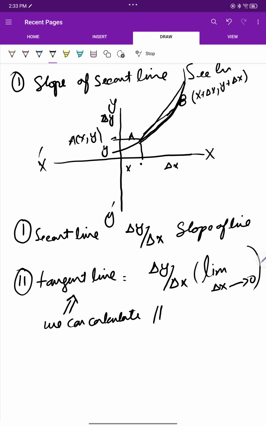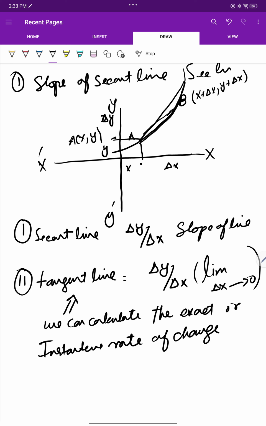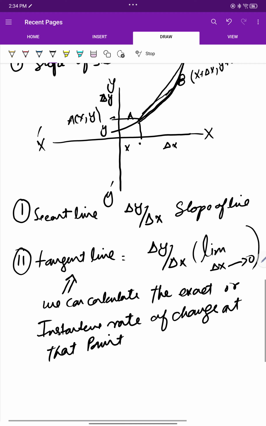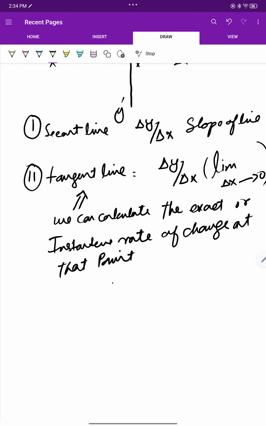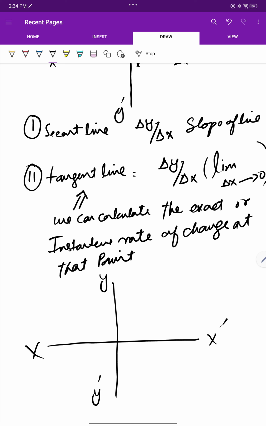the exact or instantaneous rate of change at that point. So that's what we will use the tangent for. So tangent is like this one. So it is y axis and x axis. So tangent is at the same point. Let's say it's A and B.